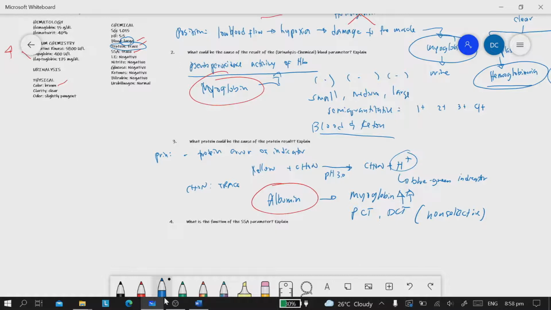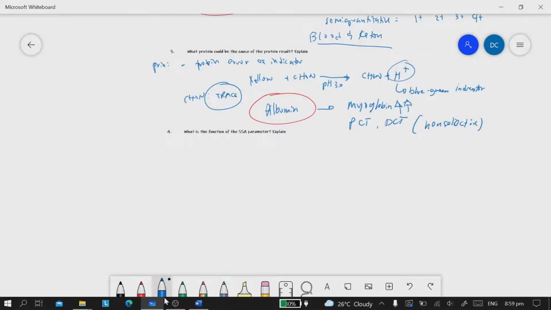Usually albumin is normally reabsorbed. So if there is an overload with the function of the kidney, that would result in the release of albumin, and that's what caused the trace result of albumin in the dipstick. So there is a small amount of albumin released in the urine due to the overload of the kidney that is trying to filter out or release the myoglobin. Alright, so I hope this is clear, no?